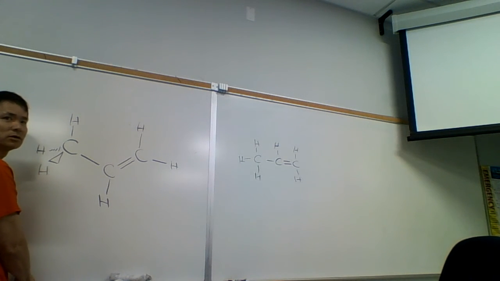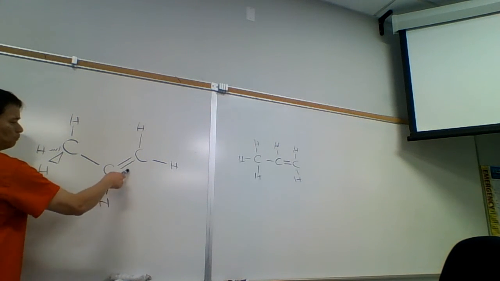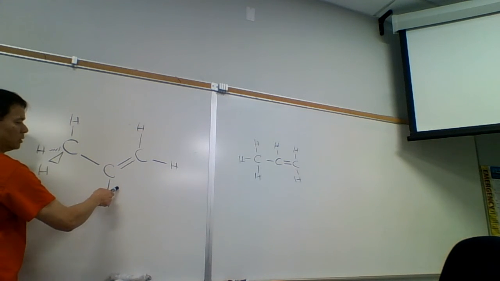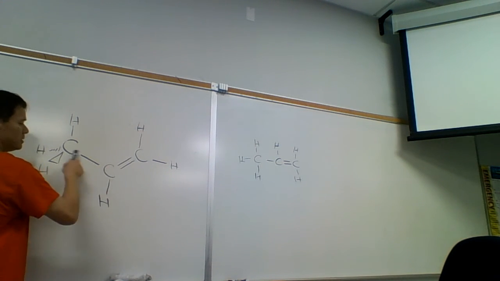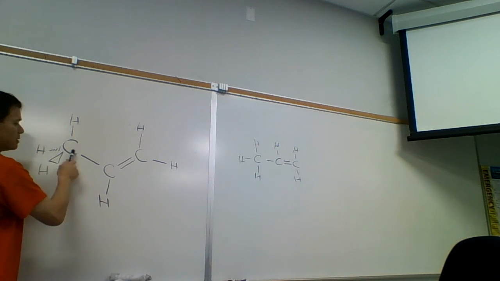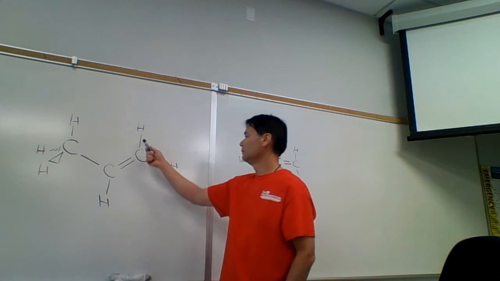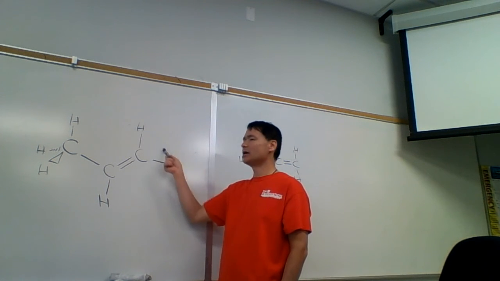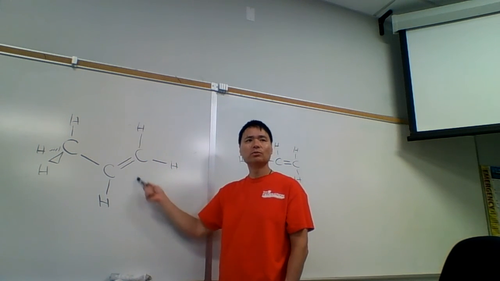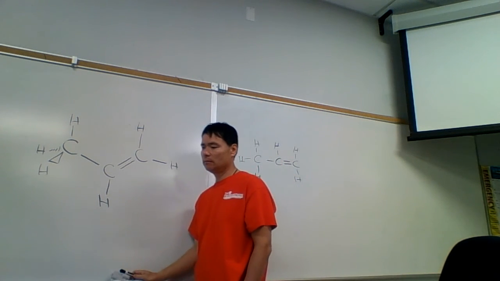What are the distortions here? Like this, the CCH angle should be greater than 120, about 122. The CCC angle should be 122, and the CCH angle should be 116. Good. And the same thing here, this angle should be widened, this angle should be shortened from the ideal 120. This is trigonal planar as well.